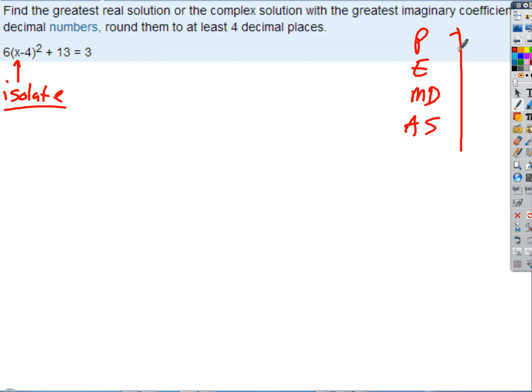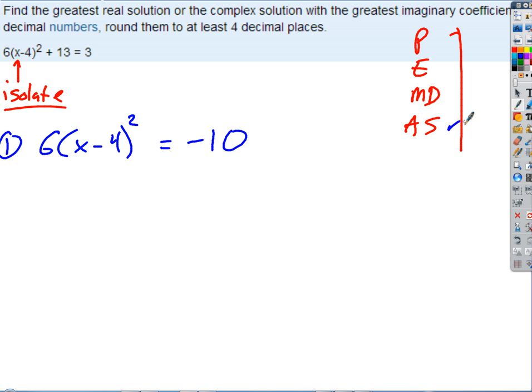So first, can we add or subtract anything? Subtract 13 from both sides first, right? So step 1 is going to give us 6 times the quantity x minus 4 squared equals negative 10. Okay. Now what? Divide by 6.